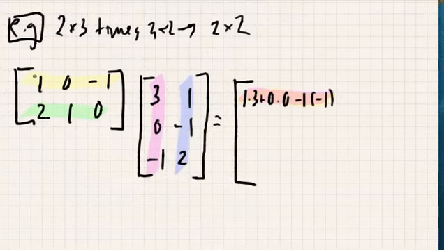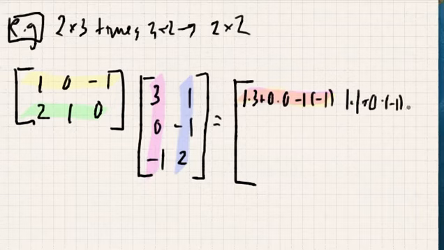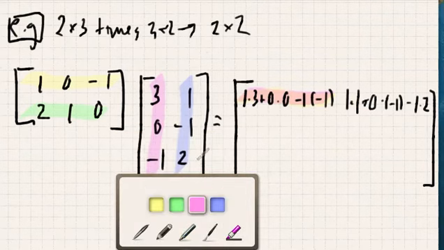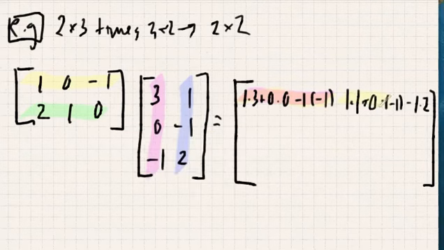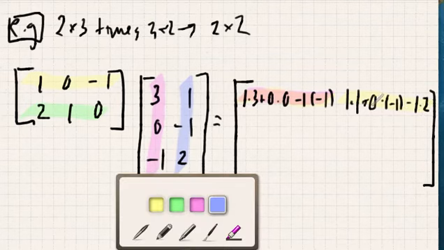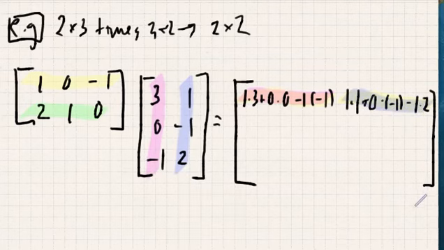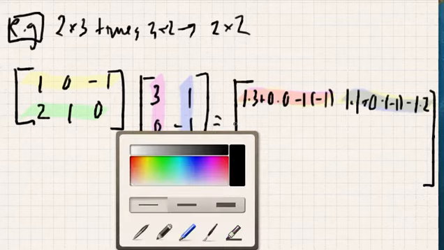The next one is going to be the first row times the second column. So it's 1 times 1 plus 0 times negative 1 minus 1 times 2. Okay. And again, let me just sort of suggest where this is coming from. That's the first row, but it's the second column, which gives us this, well, it's a bluey, greeny color. Okay, more blue, I guess.